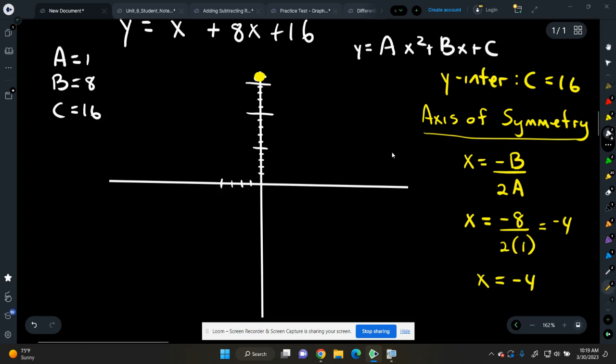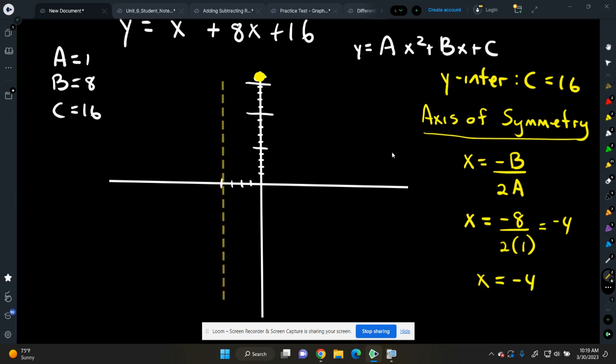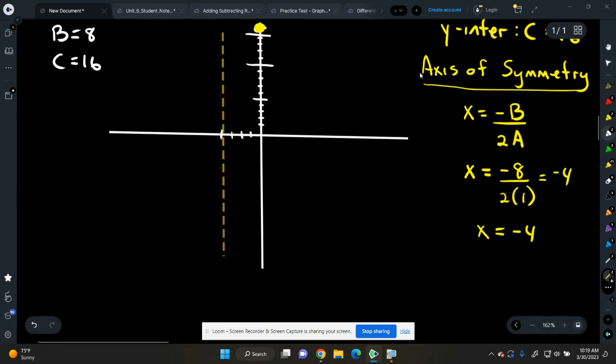Okay. So I'm just going to sketch that in there. Oops. Okay. There's my axis of symmetry. And that's not really part of the graph. We just have it there so we can visualize it. Okay. All right. Now I need to find my vertex.